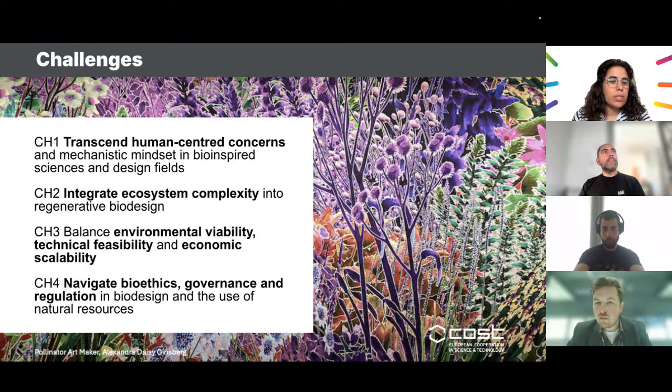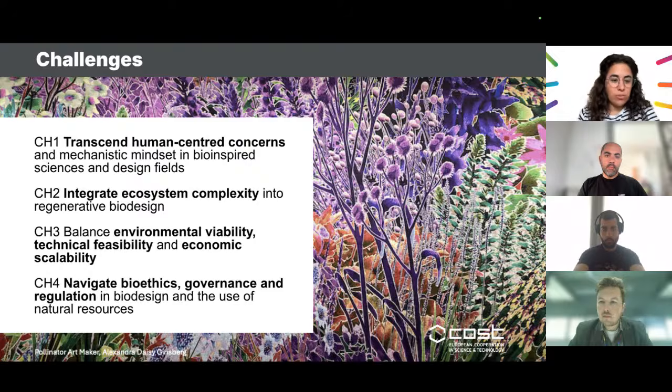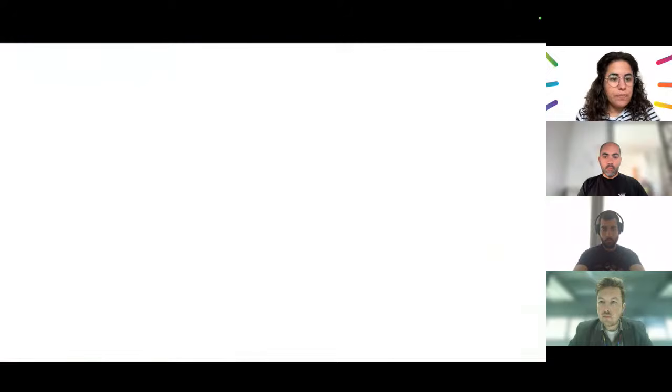So the first one is how can we transcend human-centered concerns and mechanistic mindset in bio-inspired sciences and design fields. The second one is how can we integrate ecosystem complexity into regenerative biodesign. Finally, how can we balance environmental viability, technical feasibility, and economic scalability? And finally, also, how can we navigate bioethics, governance, and regulation in biodesign?